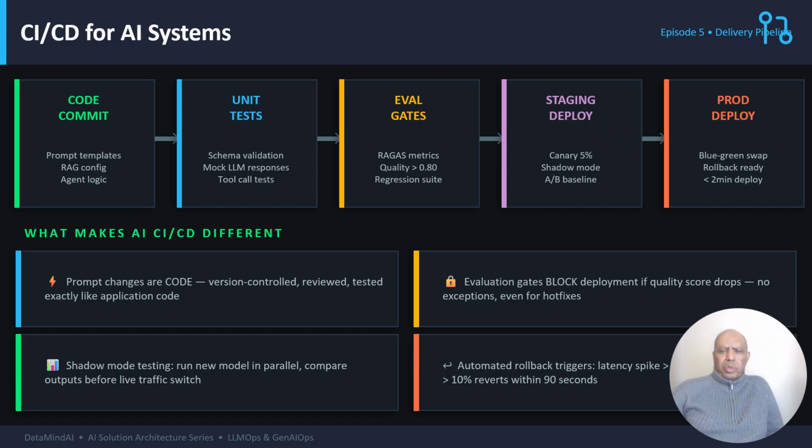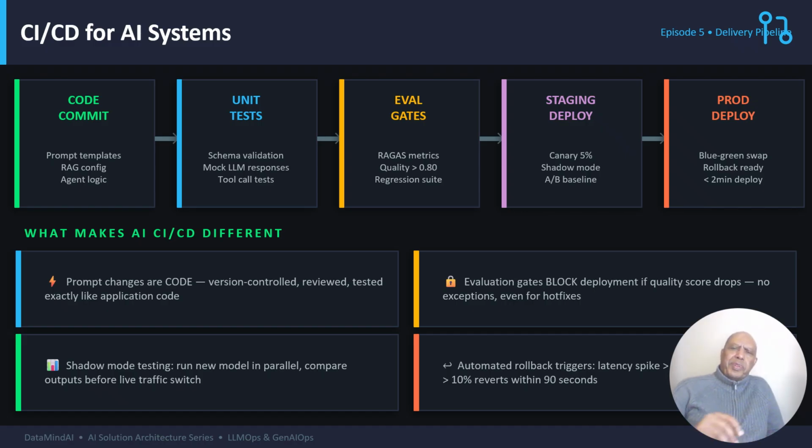Full RAGAS suites against your golden test set. Quality threshold 0.80. This gate cannot be bypassed. I have seen teams add emergency override switches. Don't. The whole point is that it cannot be bypassed.